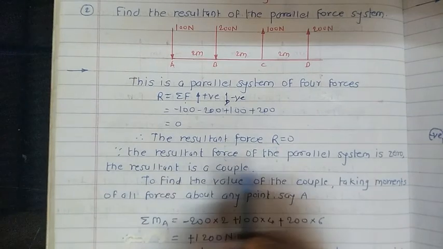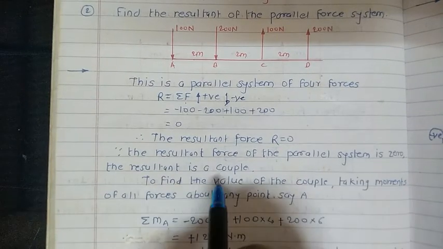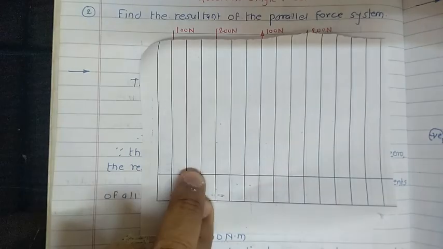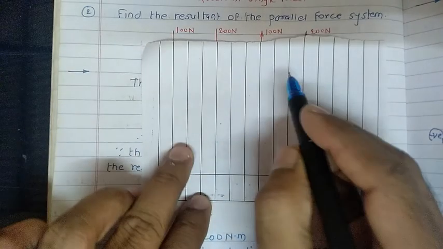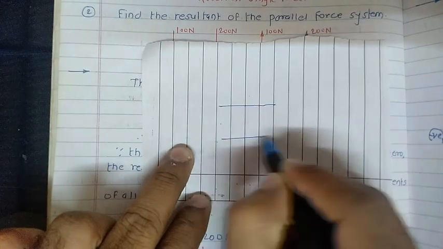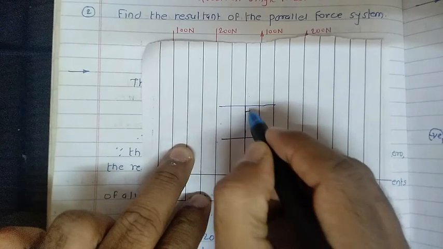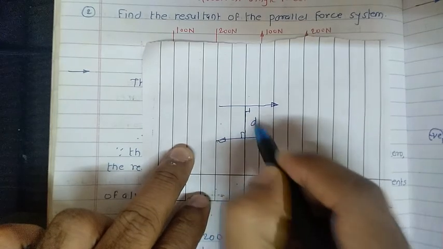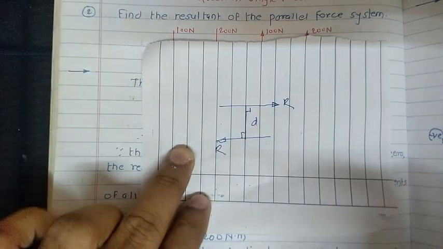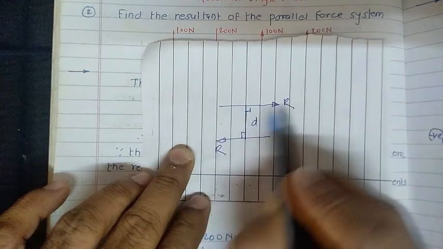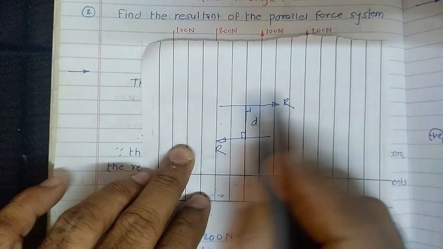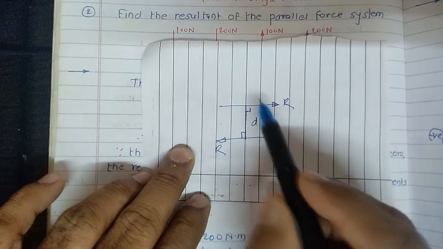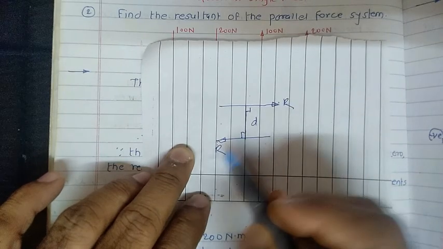Since the resultant force of the system is 0, the resultant will be a couple. Already you have seen what is the meaning of couple. We know a couple is nothing but 2 forces separated by certain distance acting on any system. Couple is a special case of the parallel forces: separated by certain distance, equal in magnitude but opposite in direction, that will form a couple.